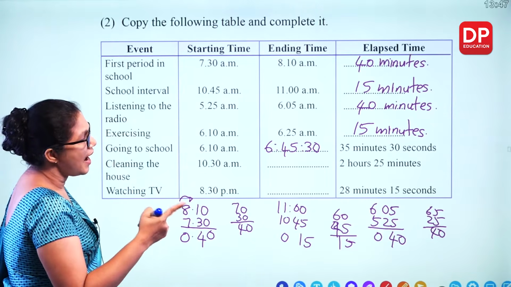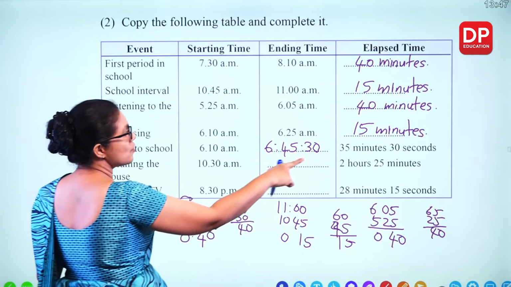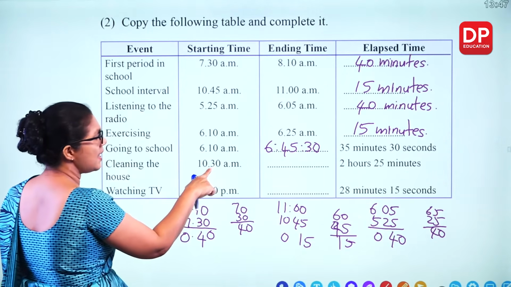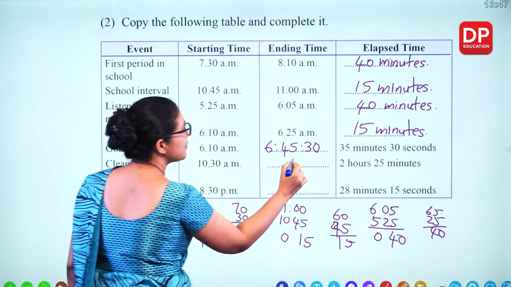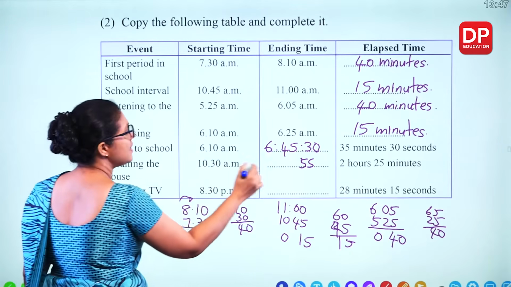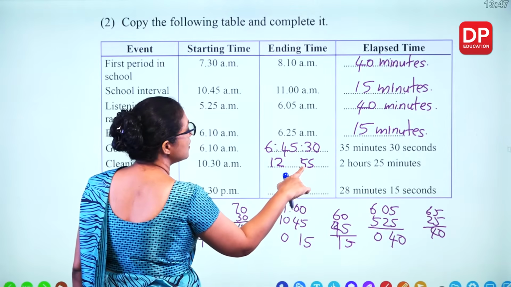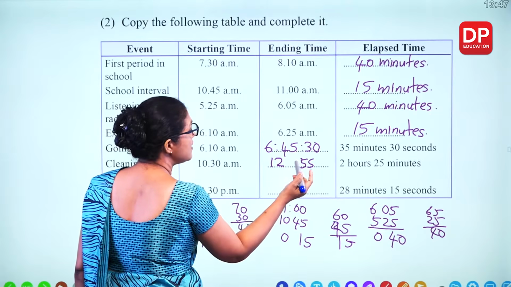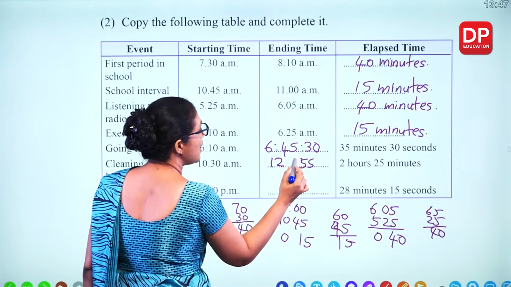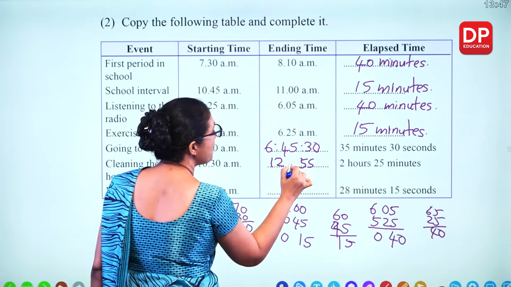10:30 and add 2 hours and 25 minutes. So 25 and 30, you get 55 minutes. And 2 hours and 10, 12, 55. That means more than 12. That means you can write this as PM.